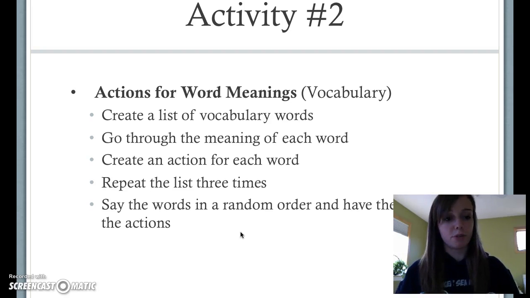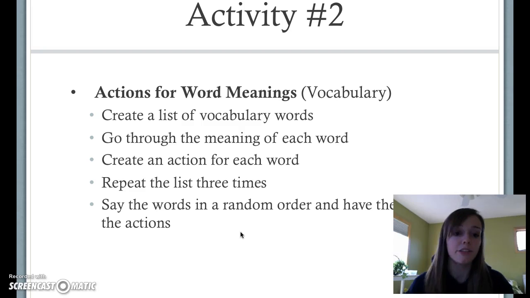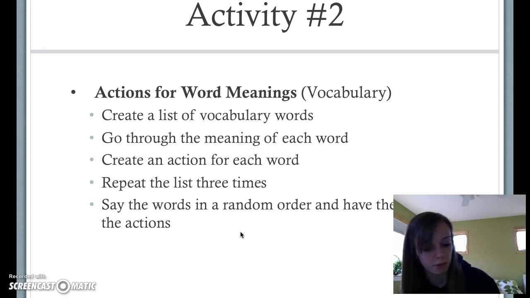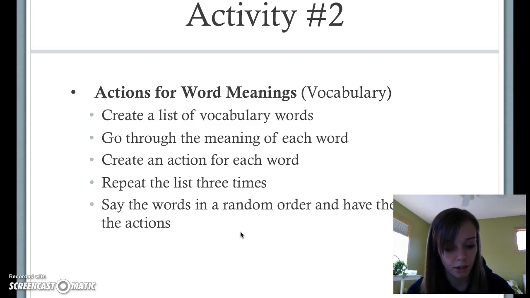Then for activity number 2, I called it actions for word meanings to develop vocabulary. So I would create a list of vocabulary words, and I created a list. I would put this on a little whiteboard, and the words are banana, reader, funny, page, jokes, whisper, and idea. And all of these words I took from the book we will be reading later, so that it might help with comprehension later on. And also just because they're interesting words and some of them may be difficult for young readers.